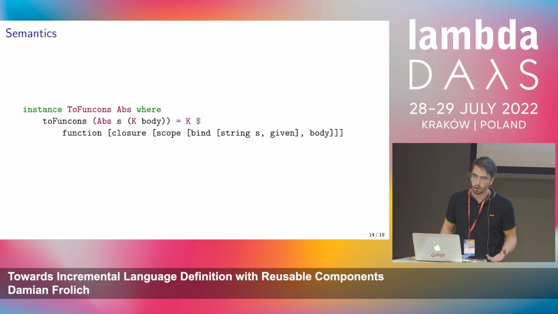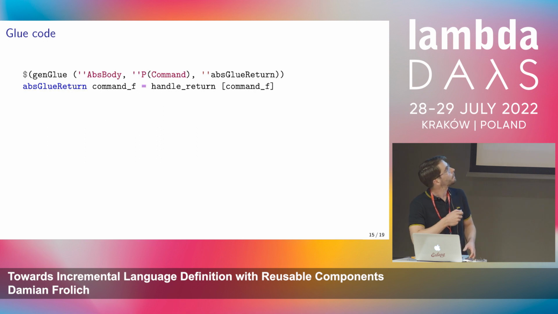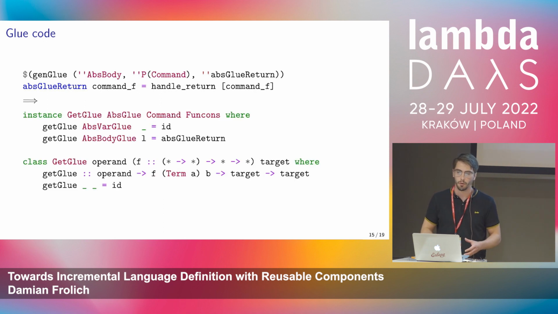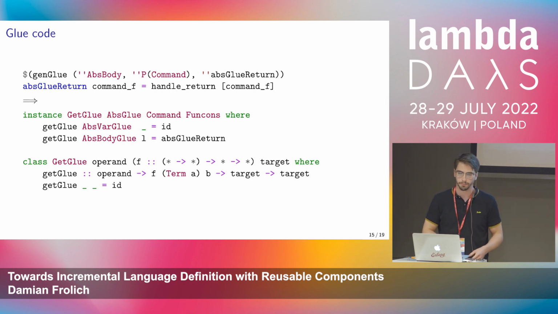And then to handle glue code, we again use Template Haskell, where we assign our sort to, in this case, a placeholder, so in this case, all command types, with a function that we want to execute when this constraint is met. So in this case, when command is part of the app's body, we want to run the app's glue return, which wraps our body into the handle return. This is to turn the abstractions into procedures.